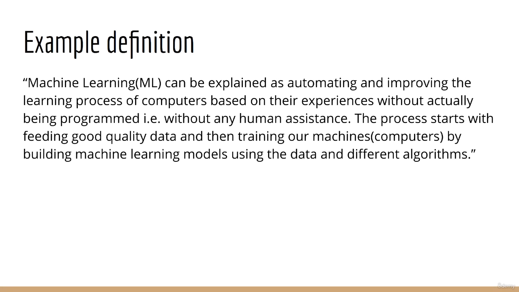Here's another one. Machine learning can be explained as automating and improving the learning process of computers based on their experiences without actually being programmed, i.e., without any human assistance. The process starts with feeding good quality data and then training our machines, computers, by building machine learning models using the data and different algorithms. Again, very generic, but no substance.